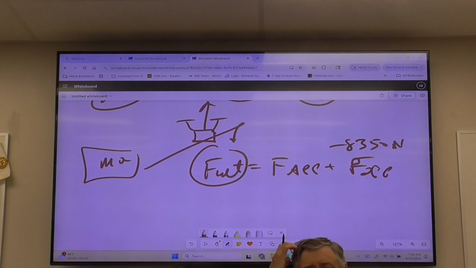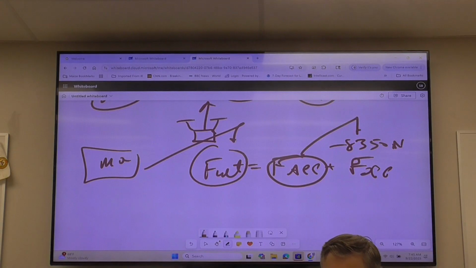Now, here's what I want you to think through. Since you want a negative net force, is your applied force going to be bigger or smaller than 8350? I thought you said negative, so. You want a negative net force. Smaller. So your applied force has to be smaller.